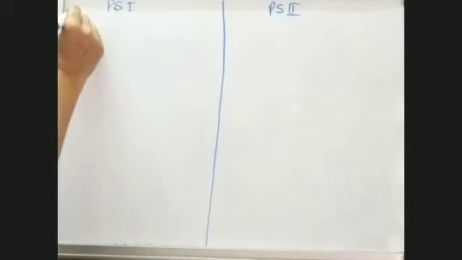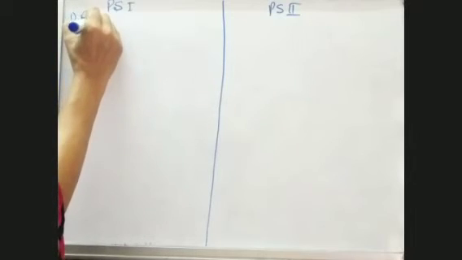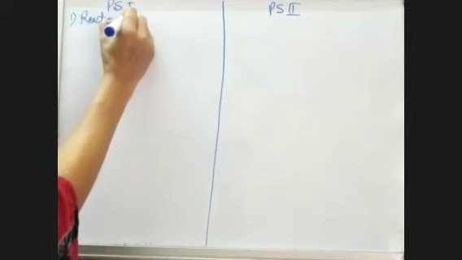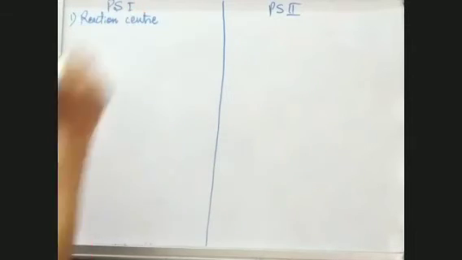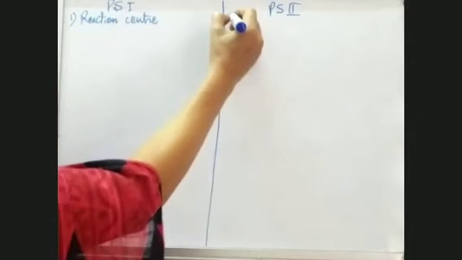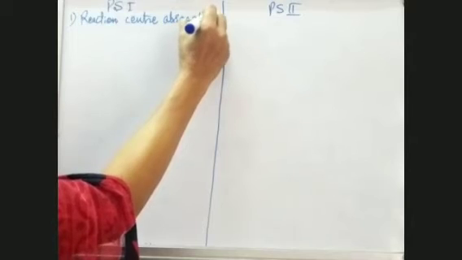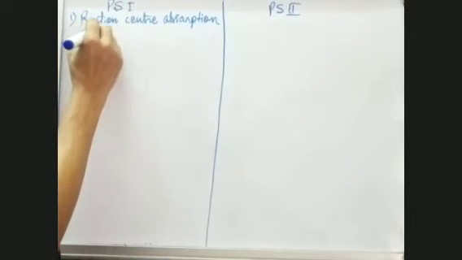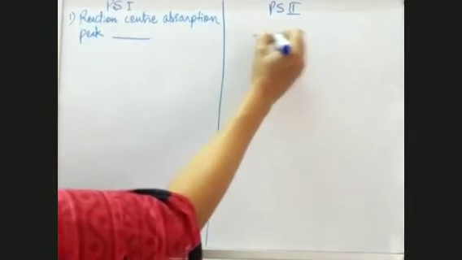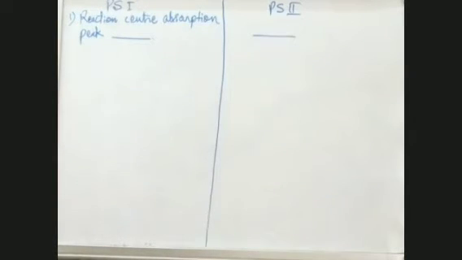The first difference is based on the reaction center. In both the cases, their absorption capacity was different. Reaction center absorption peak was different in both. Here it, what was it, and here it, what was it? Can anybody answer this question? Reaction center absorption peak was different in both the cases. Can anybody answer what was that reaction peak in case of PS1 and PS2?